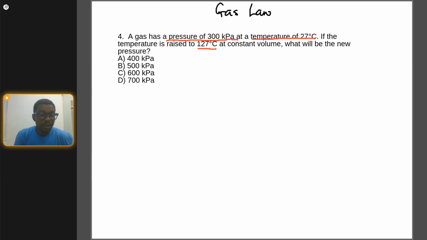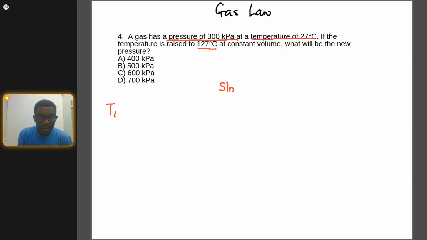Now, if you check the question, your temperature is given in degrees Celsius. If you are solving this, the temperature has to be in Kelvin. In the gas equation, the temperature should be in Kelvin. So we will need to convert the temperature to Kelvin, and that's the first thing we'll be doing.